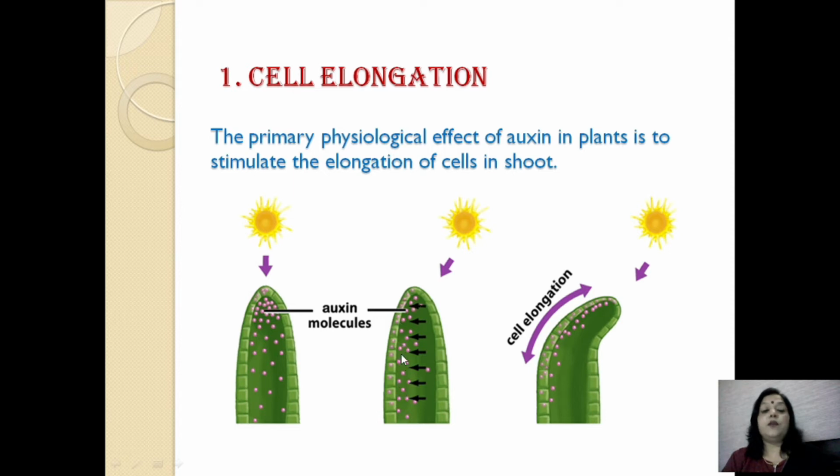जिस साइड पर concentration ज़्यादा होगा auxin का, उधर की जो सेल होंगी वो तेजी से elongate करेंगी, जिसकी वजह से जो शूट टिप है वो source of light की तरफ bend होगी, and the response of the auxin begins within 10 minutes after the application of the auxin.